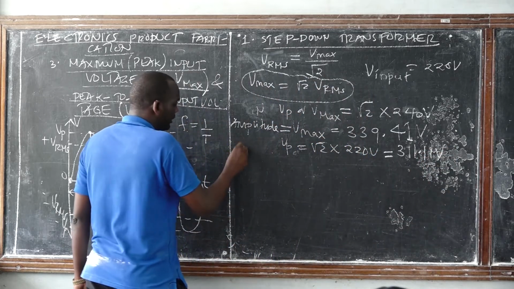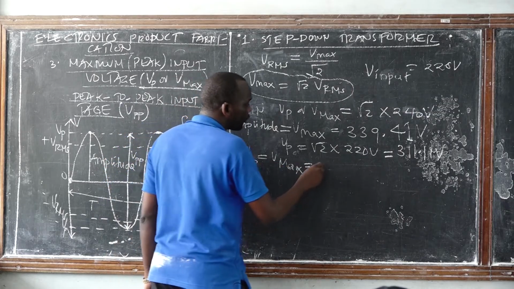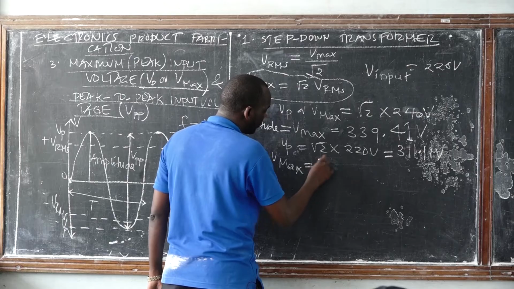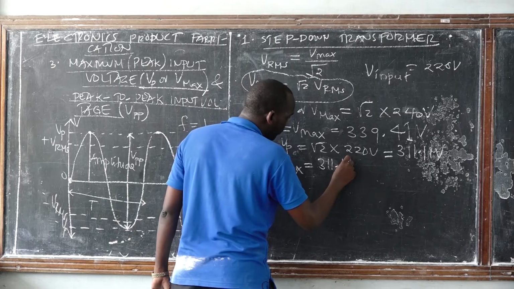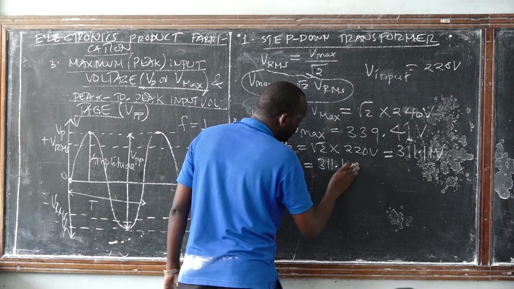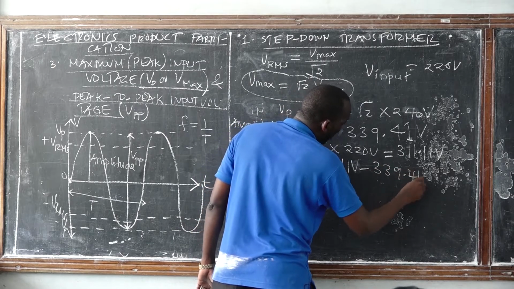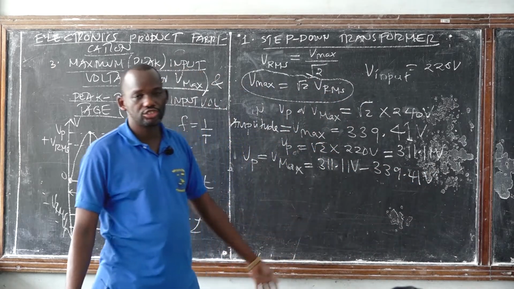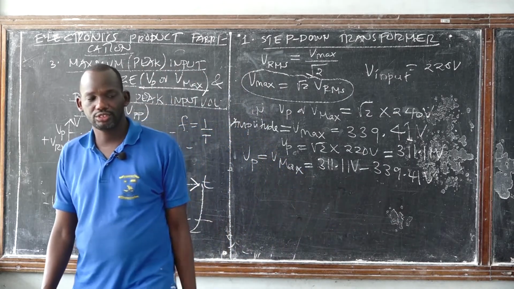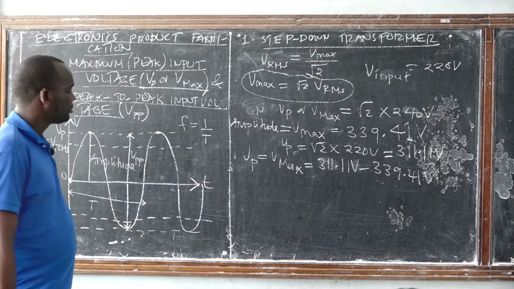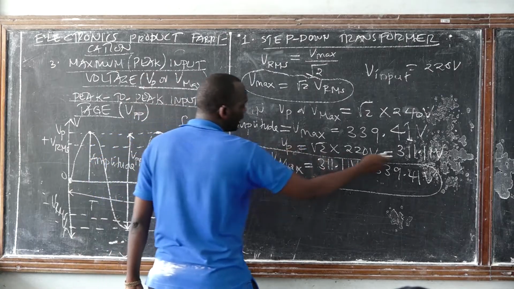So it means that the maximum voltage, V peak, or V max of input, ranges from what? 11.1 volt to what? To 339.41 volt. This is the range. Minimum maximum voltage to maximum voltage. So this is what you have to note. So you might use either this one or this one.